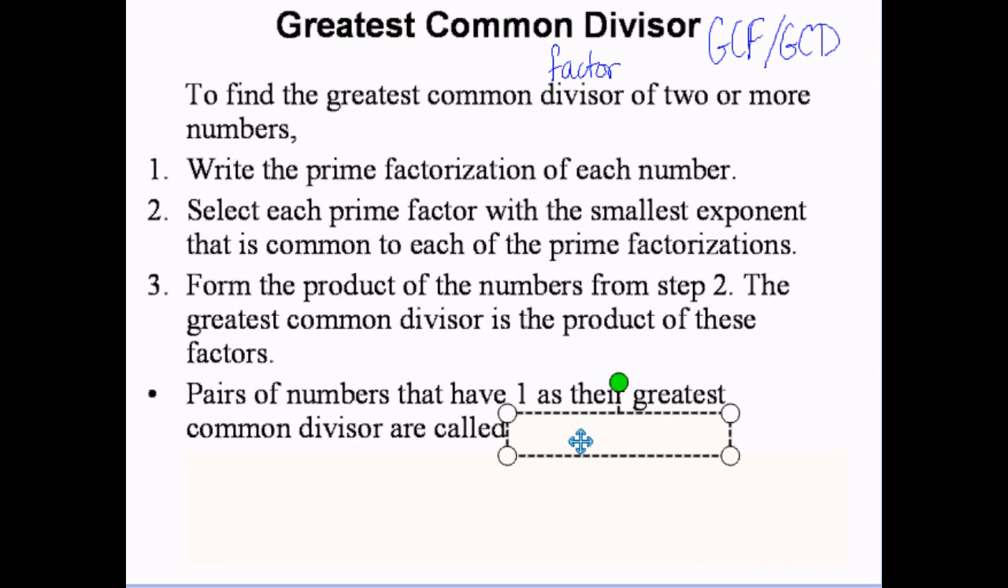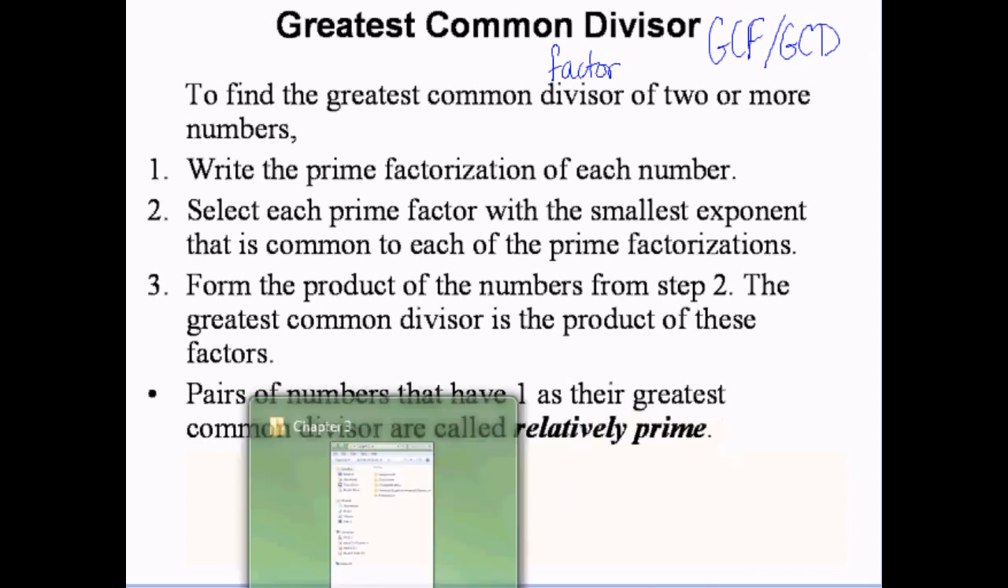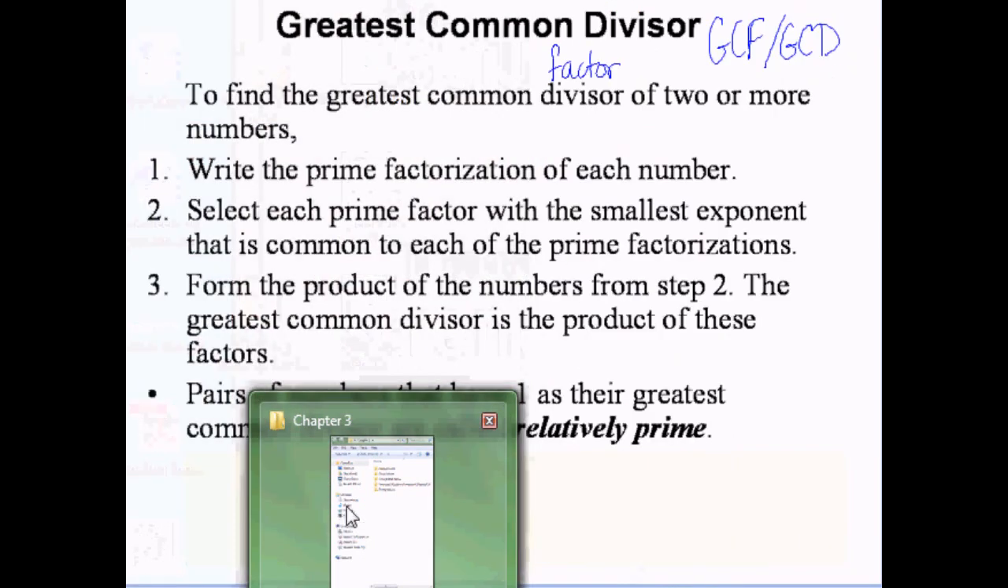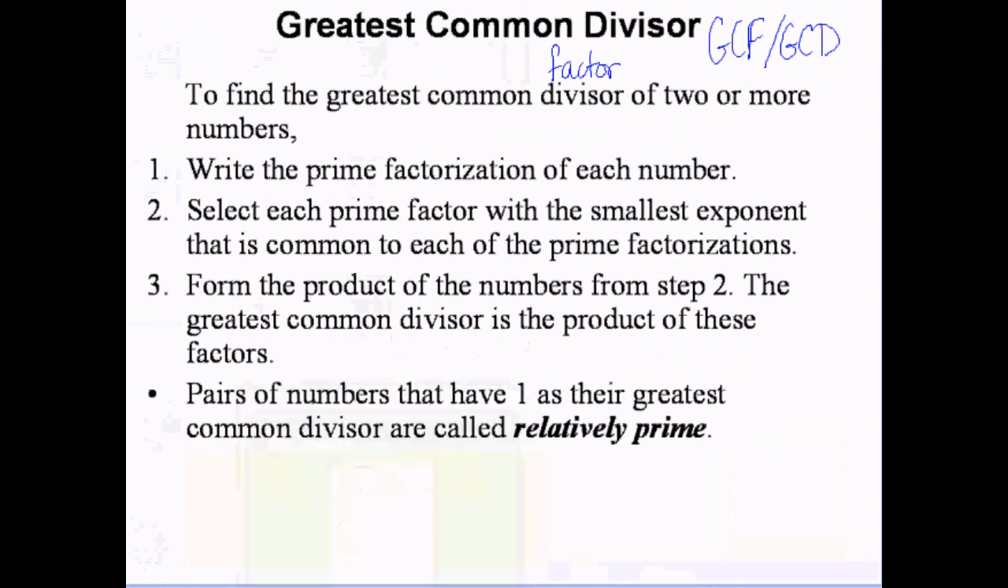If you don't have any common factors, so the only factor you have in common is 1, you're called relatively prime. You're not prime, but you're prime to each other. Does that make sense? So, not prime, but prime when you compare to each other.